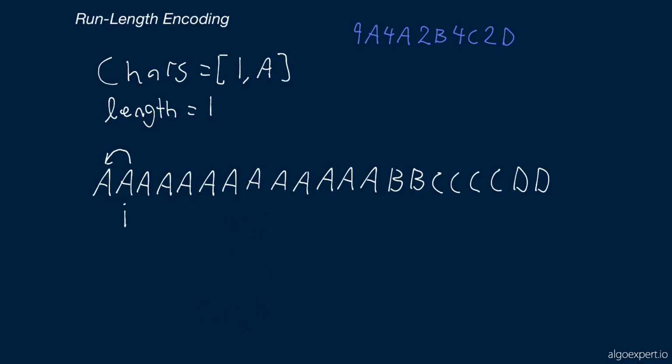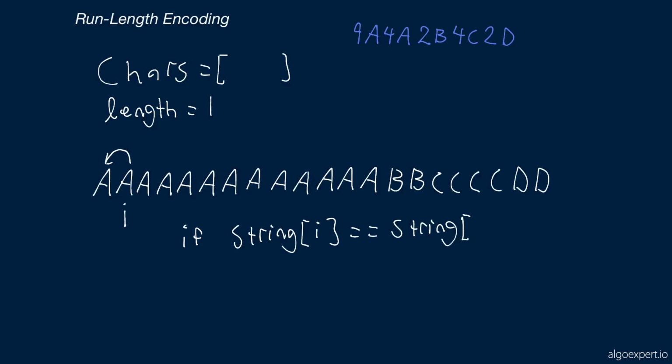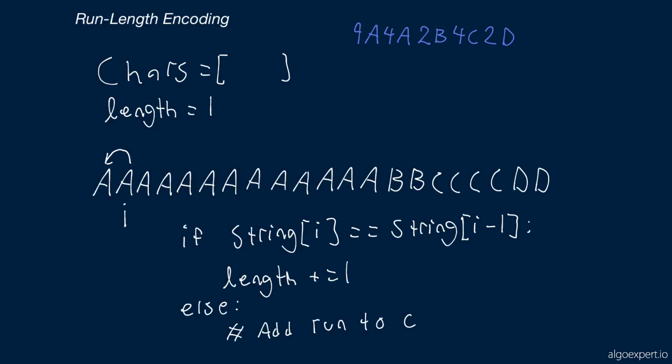But now let's go through an example using the sample input. All right, so here, obviously, these two things are the same. So we'll just write a little if statement here just to make this clear. If string, imagine string is our input string, at index I is equal to string at index I minus 1, then what we can do is we can say length plus equals 1. Otherwise, and I'm just going to write a comment here, I won't write out the actual logic. We'll do that later when we get into the code example. I will say add run to chars. So that's our basic algorithm as we loop through all of these things.